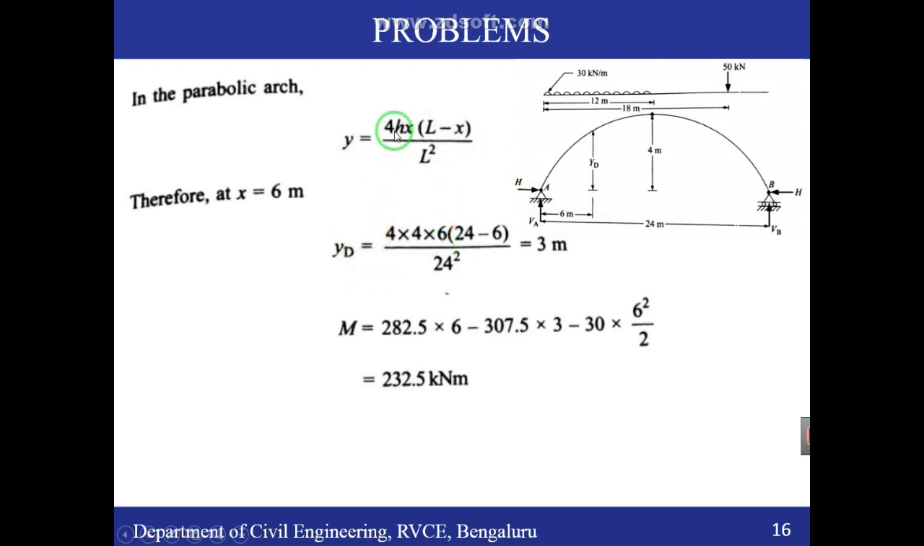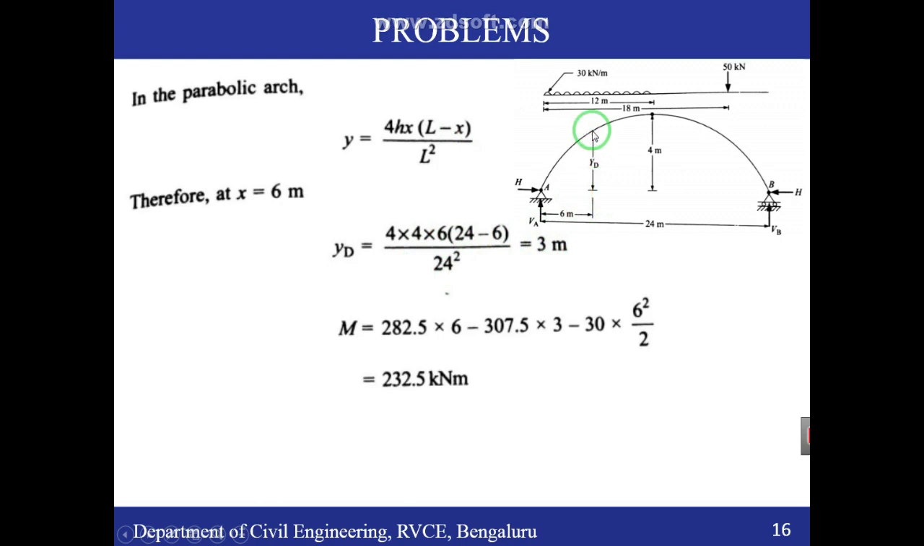So 4h, the total rise of the arch, is going to be 4 meters. x is the place where you need to find out the unknown, that is the value of y. So x will be equal to 6 meters, and the total span of the arch is 24 meters, that is the length of the arch, 24 meters, and x is again the value where you require the unknown. On substitution, you are going to get this value of yD as 3 meters.